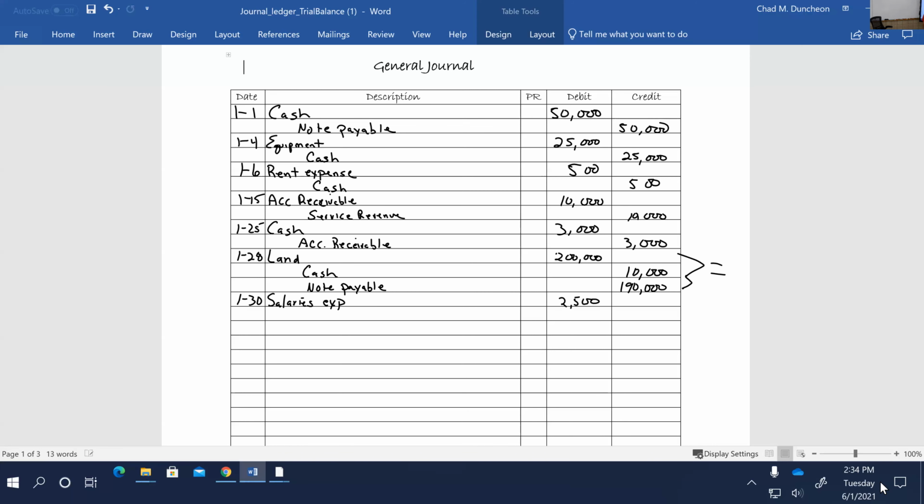And it says they were paid. Since they are paid and not owed, that means cash is going out. So to decrease our cash, we do a credit entry for the $2,500. So there are the journal entries for number 1. The second part of this problem, then, is to post them into T accounts.